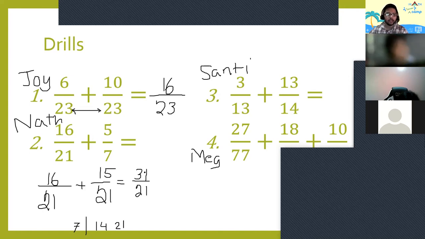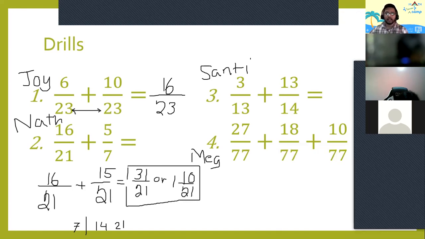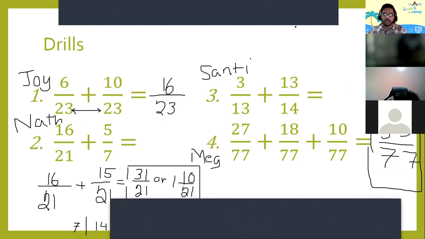Actually, you can finish with your answer dito na improper fraction. Pwede na to. I will check this already. But if you change it to mixed fraction, okay lang din. No problem. So 1, 10 over 21. So that is the correct answer. All right? Sige. Let's go for number 3 naman, Santi.